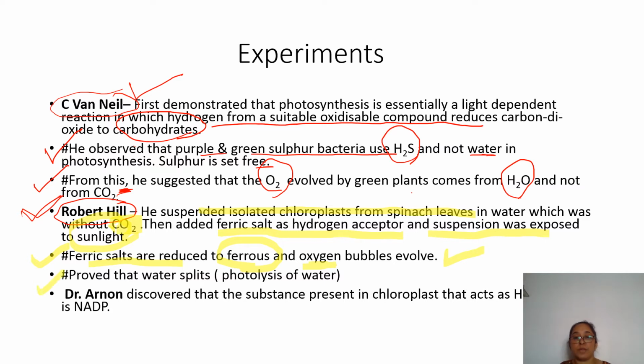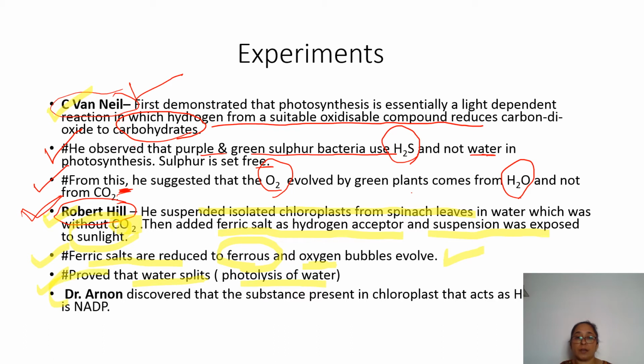Then he proved that water splits, that is, photolysis of water. Photolysis of water is nothing but the splitting of the water molecule. Fine. So whatever oxygen is evolved comes from the water. So these are the two experiments done by Niel and Robert Hill.